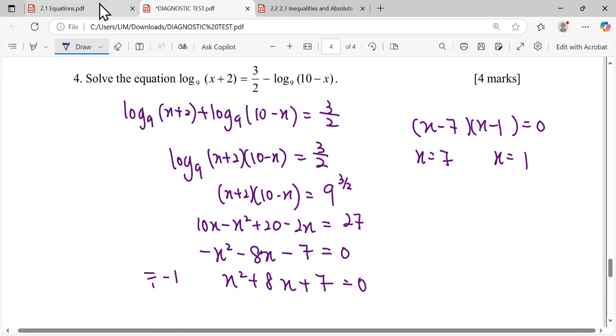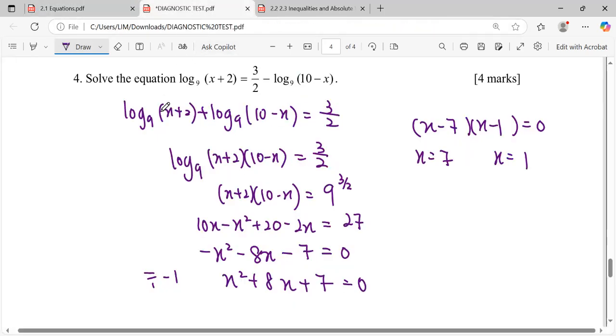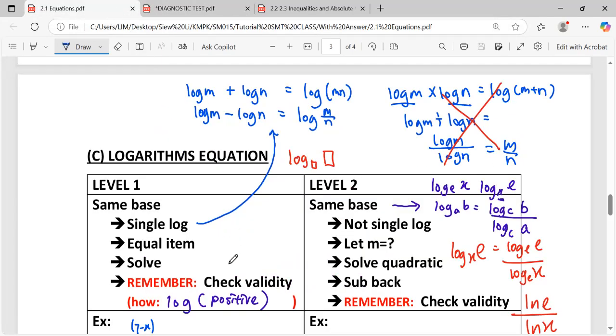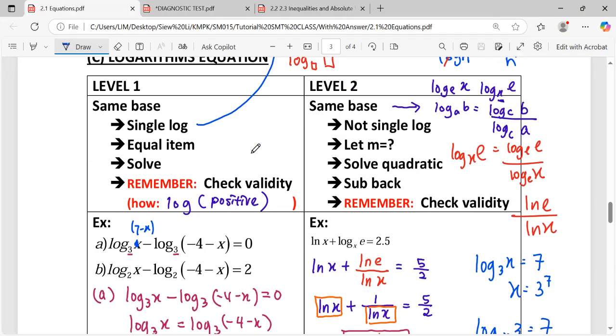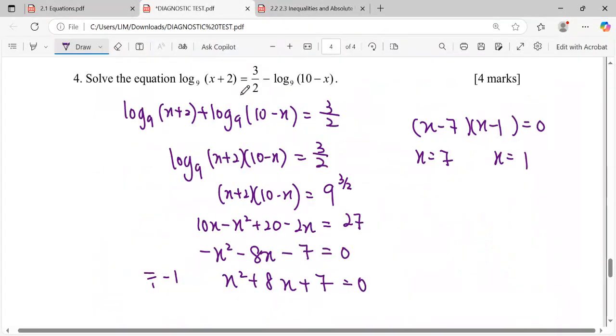So how do we check the answer? Not checking left hand side or right hand side. Just have a look, is it valid or not? Because in the log here, we cannot simply put any number for x. If the x is negative, log negative, it will be invalid. So what we need to do is make sure that the value of x that we find here does not make this bracket negative.